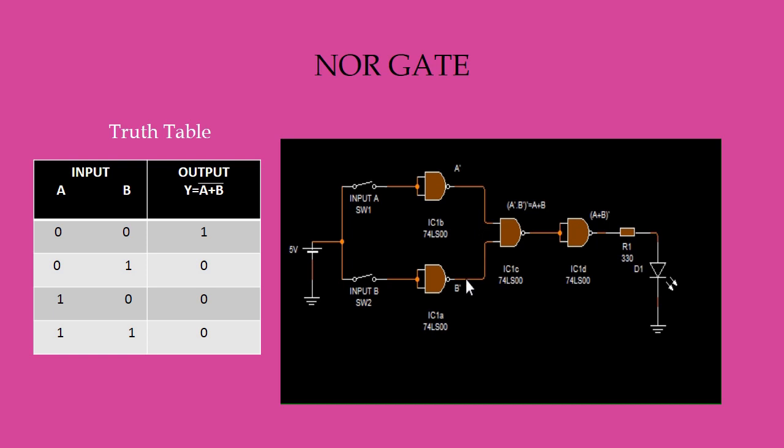This A bar output and this B bar output are now connected with the input of this NAND gate. Okay. So from the output of this NAND gate what we get? A bar dot B bar whole bar. So by using De Morgan's theorem, if we split this expression, what we get? A bar dot B bar whole bar means A double bar plus B double bar. So A double bar means A, B double bar means B. So what we get here? A plus B. So from here we get A plus B, or A or B. This is the OR expression.